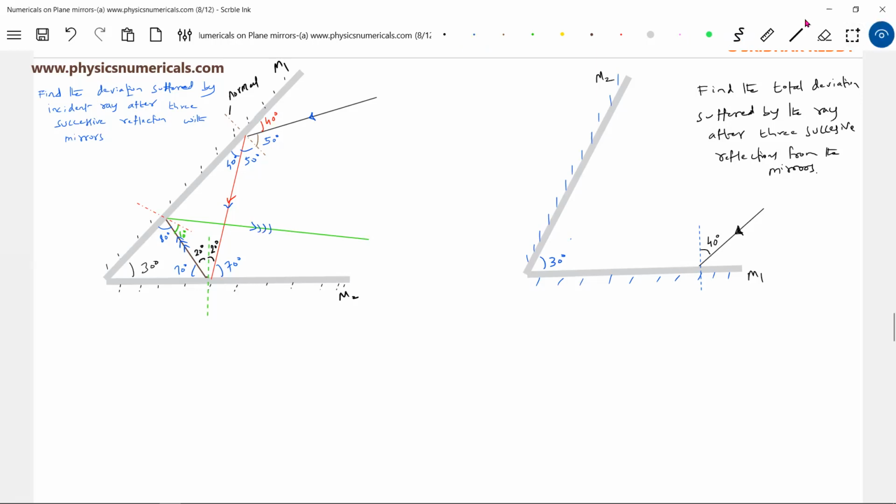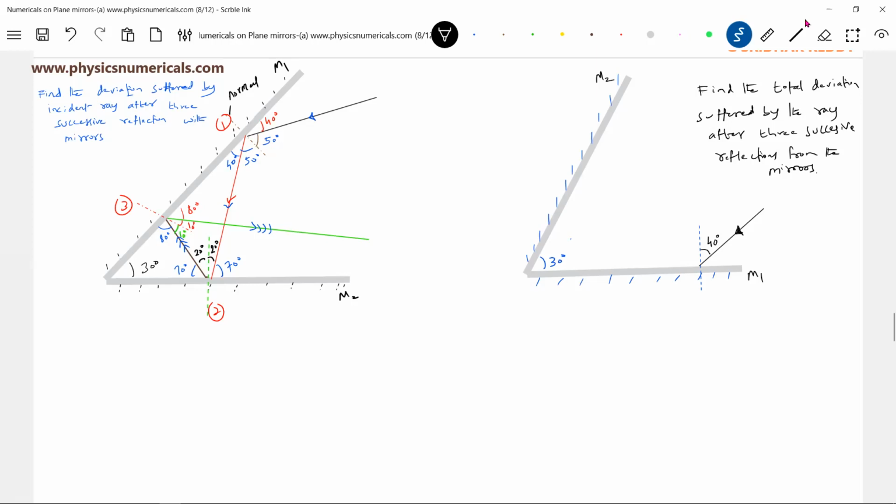So look at the number of reflections: first, second, third. The reflection numbers will indicate. So there's reflection 1, 2, 3. So how much should this angle be? It should be 10 degrees. So this angle should be 80 degrees. He's asking now the deviation, the total deviation suffered by the ray. I think somehow you should be very good in basic geometry here.